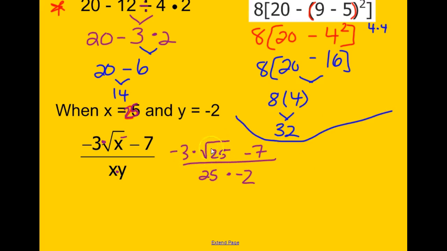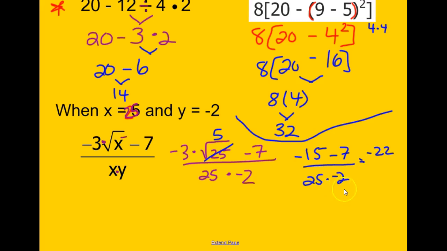So square root of 25 is really just 5, because 5 times 5 is 25. So we have negative 3 times 5 is negative 15, and then minus 7. So negative 15 minus 7, they're all negatives. So add them up, that should give us a negative 22.